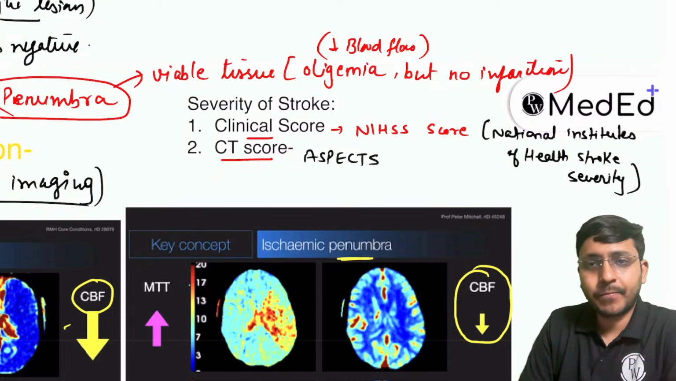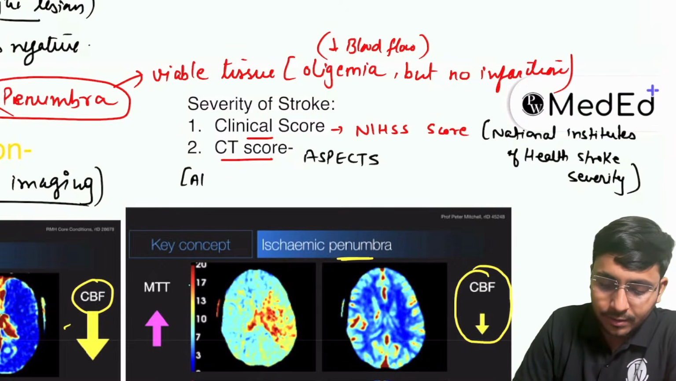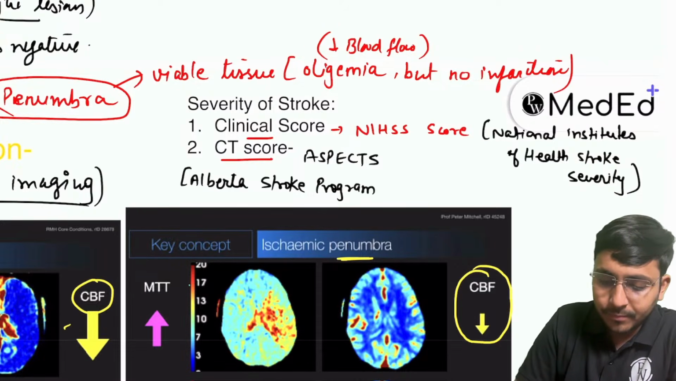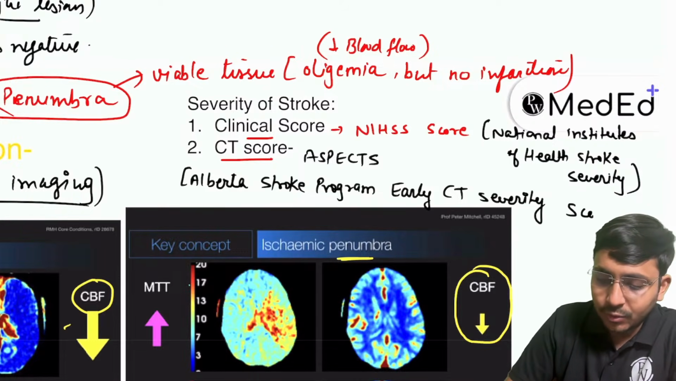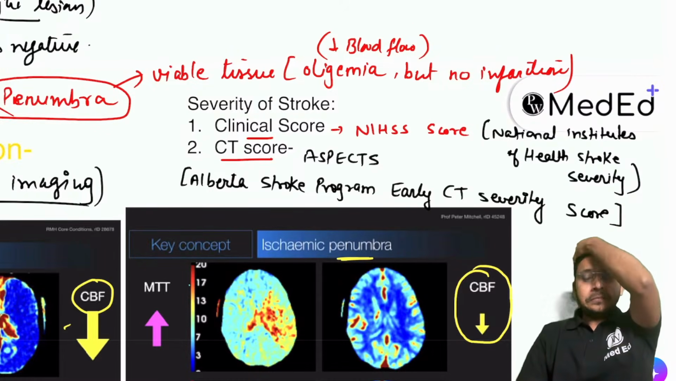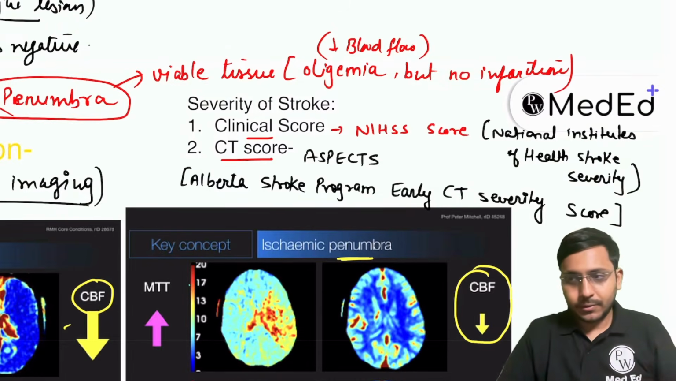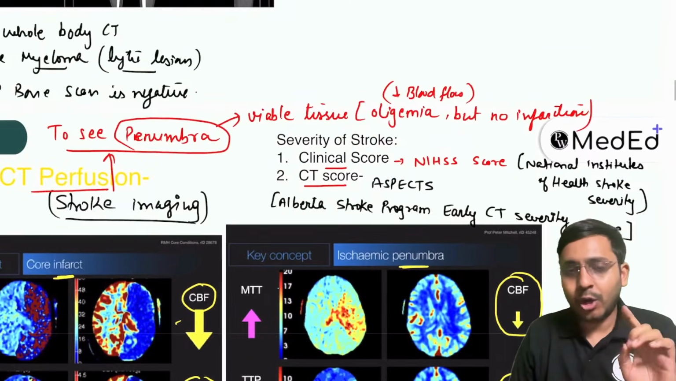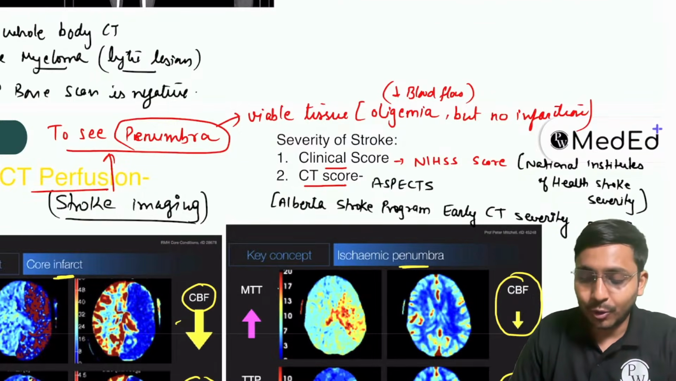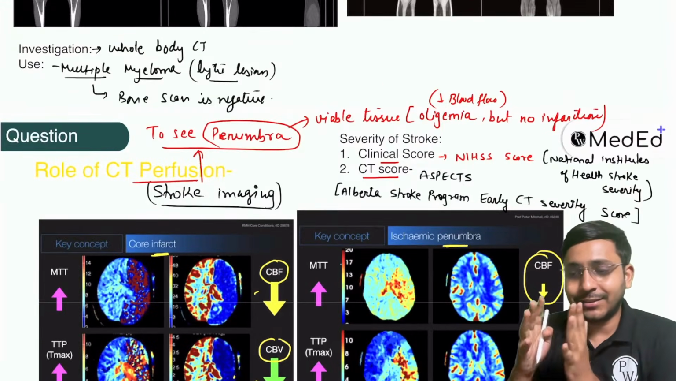ASPECTS. The full form of ASPECTS is Alberta Stroke Program Early CT Severity Score. Okay, two important severity scores of stroke. It is a bit of a tongue twister, severity scores in stroke.